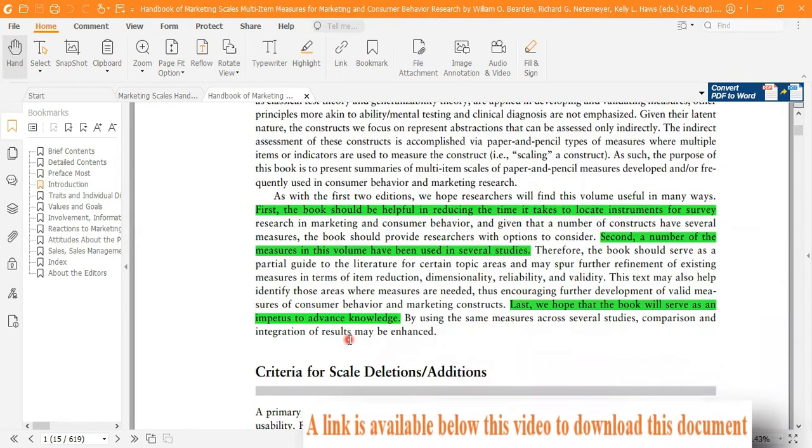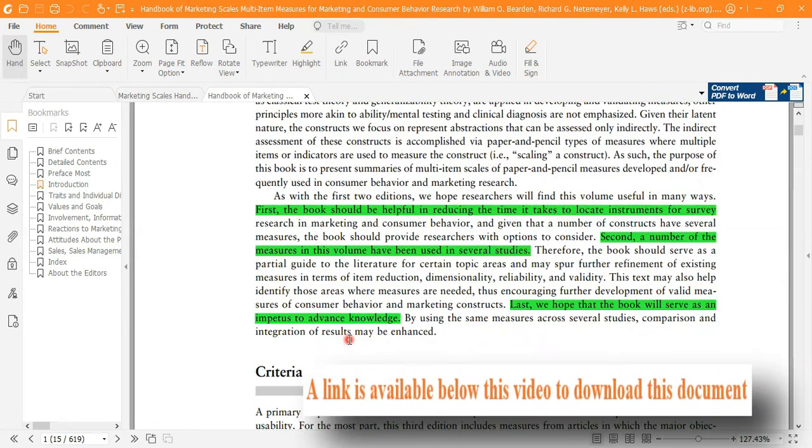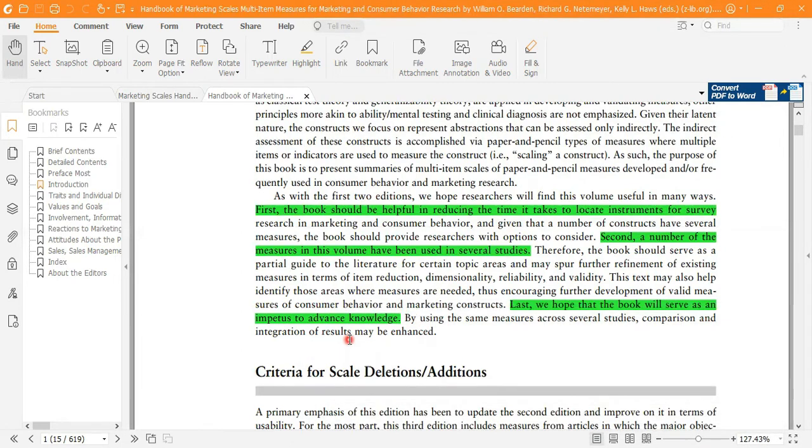The first help this book offers is that it can reduce your time in finding a relevant instrument for your survey. Another is the number of measures available in this volume from several studies, like the several types of research journals that have been referred to in order to find the research instruments available here. And this book will serve you a lot to advance knowledge.